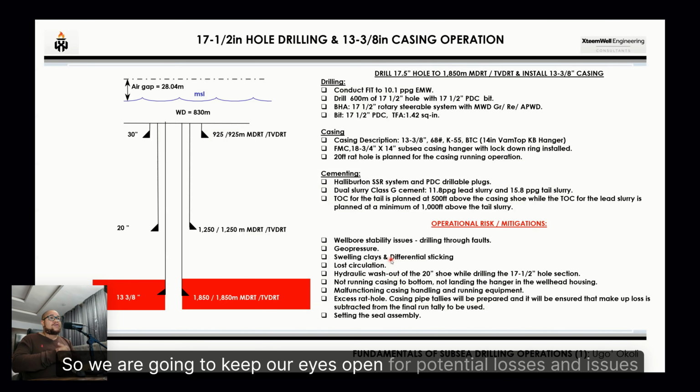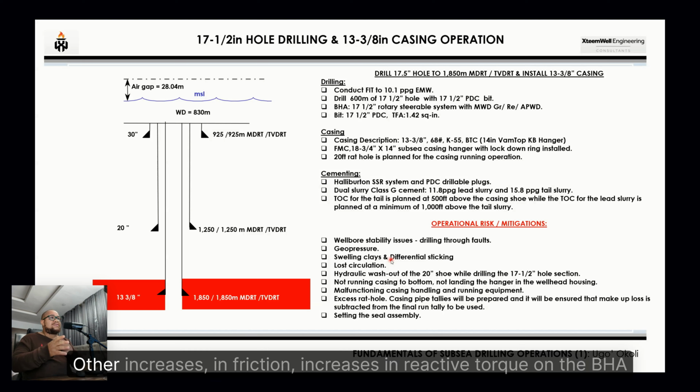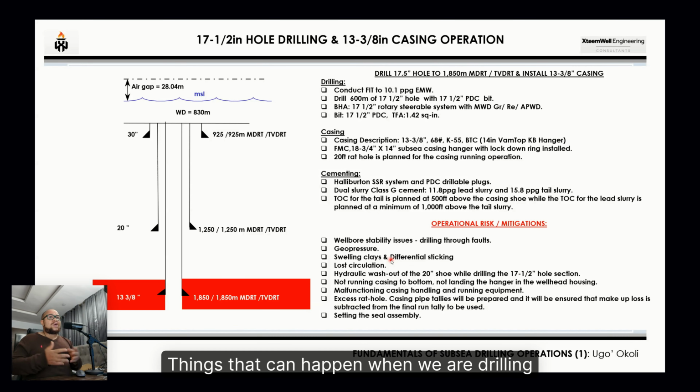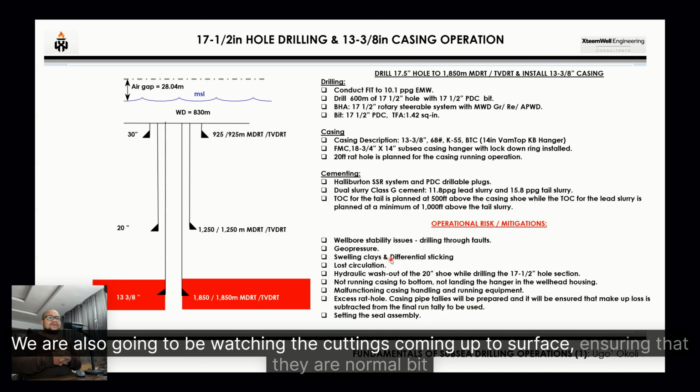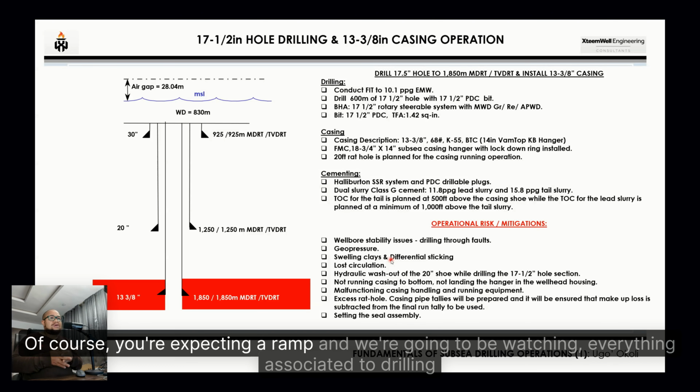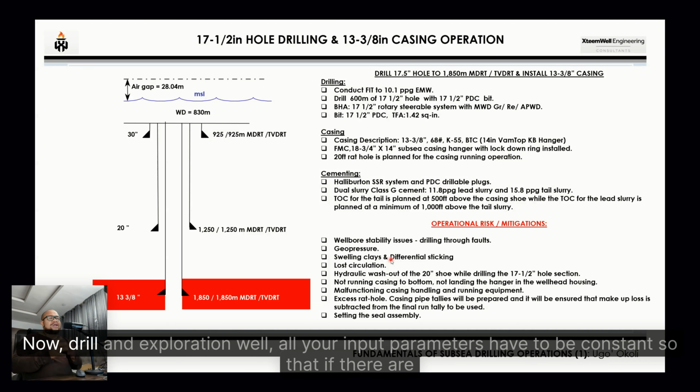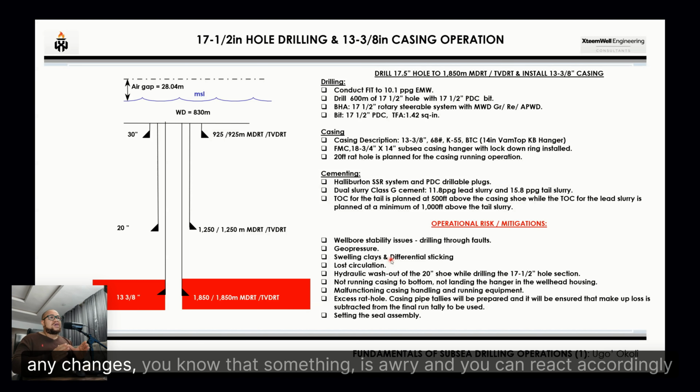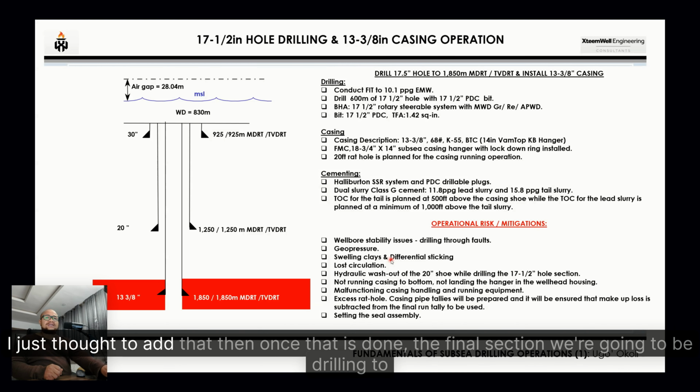So we're going to keep our eyes open for potential losses and issues, increases in friction, increases in reactive torque on the BHA, things that can happen when we are drilling. We're also going to be watching the cuttings coming up to surface, ensuring that they are normal bit cuttings, nothing splintery. Anything splintery tells you, of course, you're expecting a ramp, and we're going to be watching everything associated with drilling this well. Now, drilling an exploration well, all your input parameters have to be constant, so that if there are any changes, you know that something is awry and you can react accordingly. I just thought to add that.